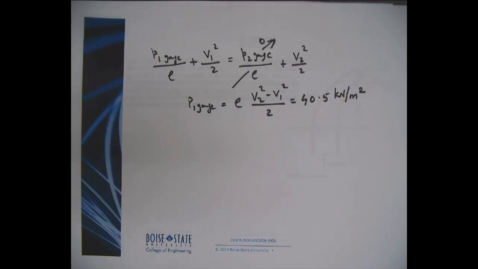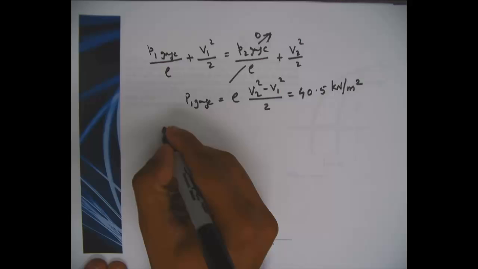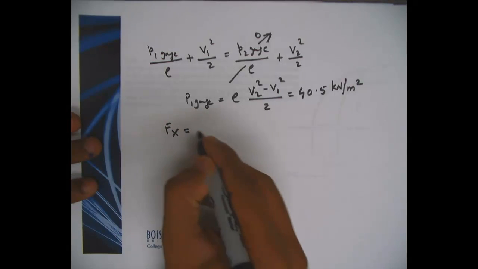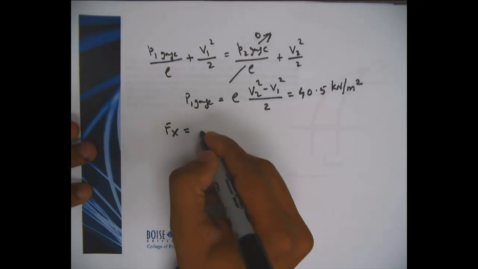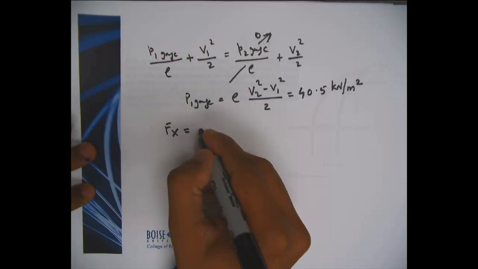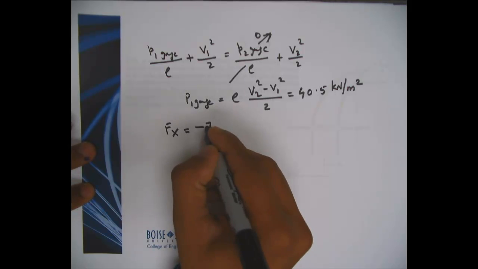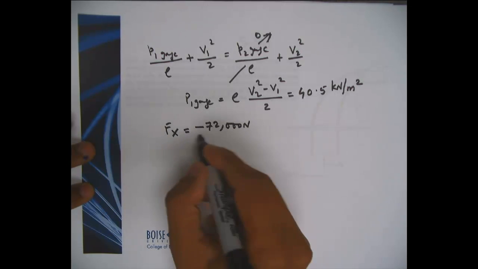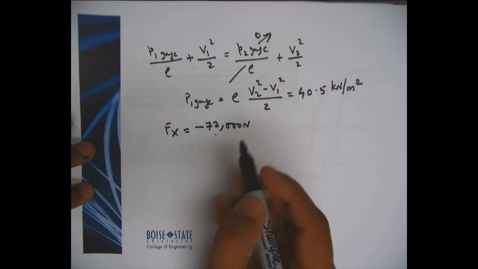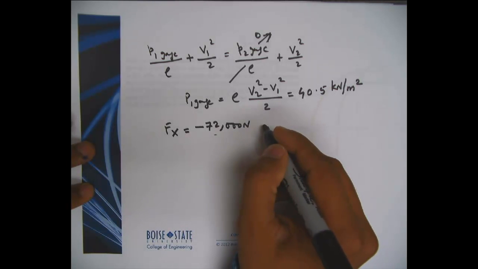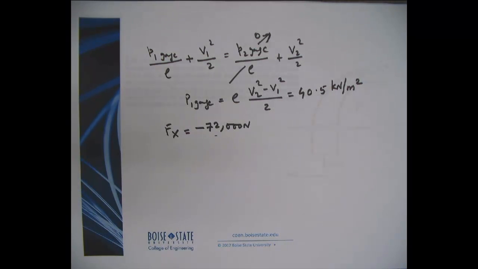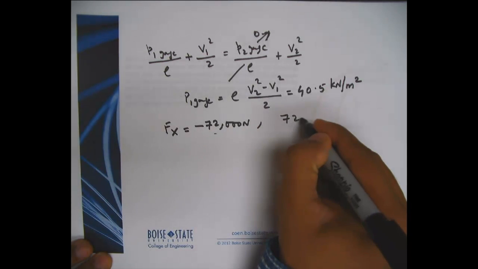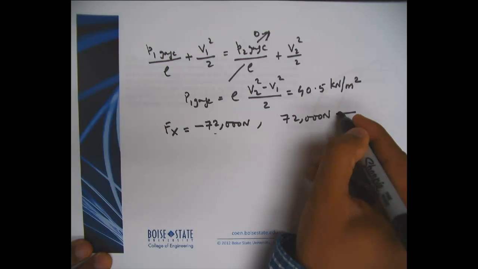So if you put in all the numbers here and solve it, you get Fx to be minus 72,000 newtons, and don't be worried about the negative sign. It just means that Fx, the way we represent it, is acting in the opposite direction, so it is acting this way.